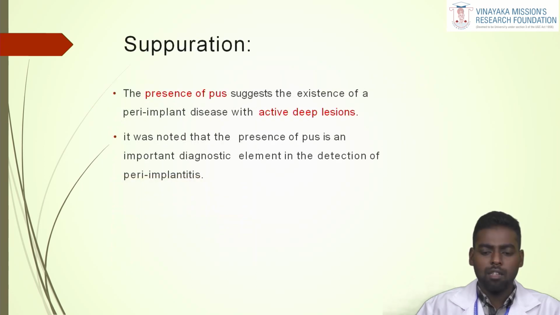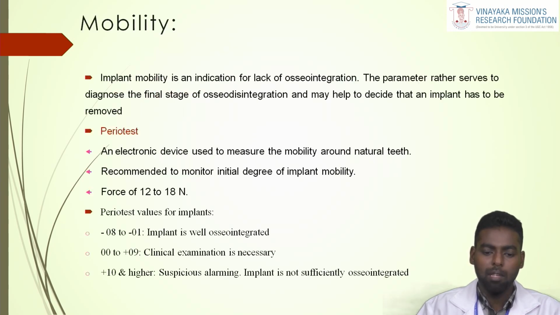Moving on to exudate, evident pus, flocculation or an active deep lesion indicates peri-implantitis, a condition which must be avoided whatever the cause may be. And moving on to mobility, there is an instrument called the Periotest. It is used to check whether the implant is mobile or not, depending upon three categories of values.